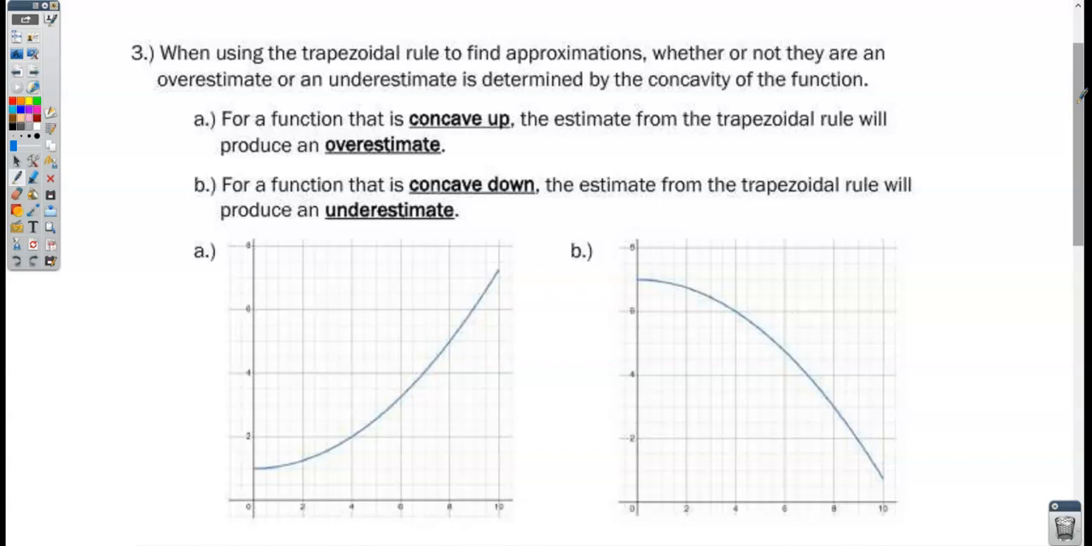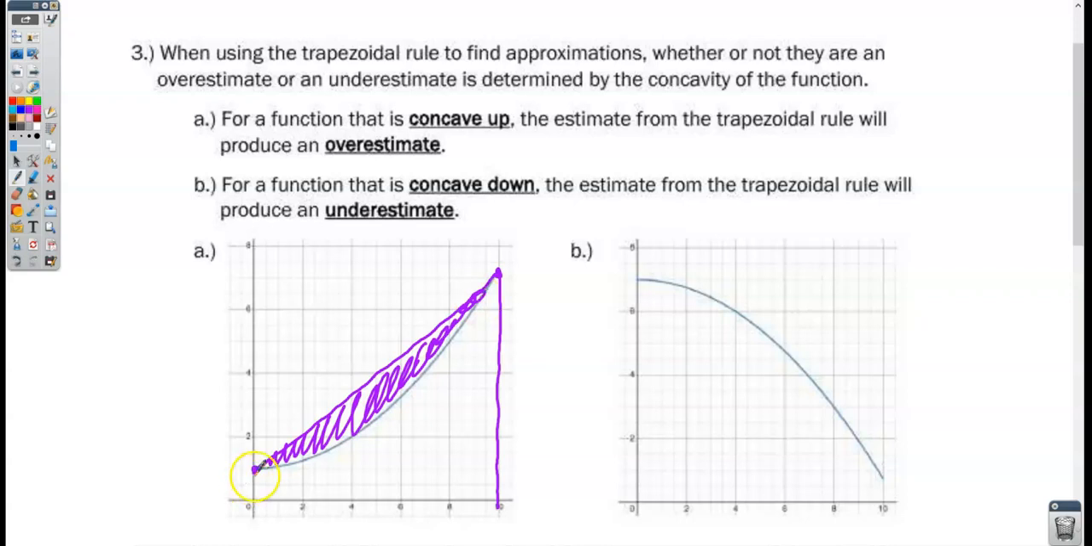In order to illustrate this, because it gets a little hard to see with more trapezoids, I'm just going to approximate this using a single trapezoid from one end to the other. There's that single trapezoid. And look at all this area between the trapezoid and the curve that the trapezoidal rule counts, but it actually is not underneath the curve.